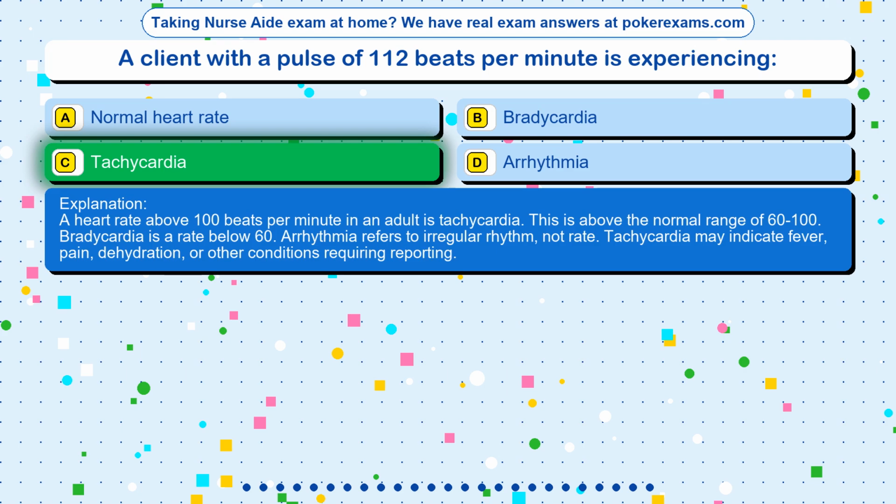A heart rate above 100 beats per minute in an adult is tachycardia. This is above the normal range of 60 to 100. Bradycardia is a rate below 60. Arrhythmia refers to irregular rhythm, not rate. Tachycardia may indicate fever, pain, dehydration, or other conditions requiring reporting.